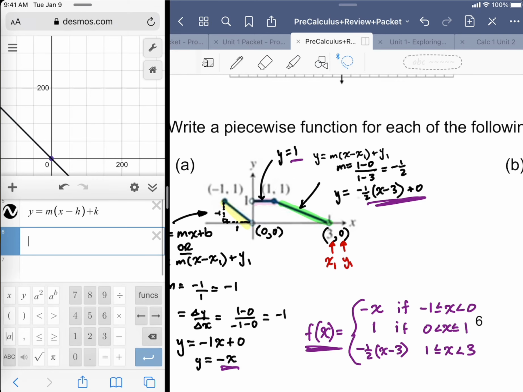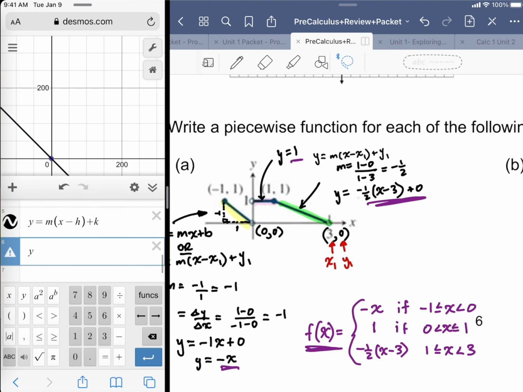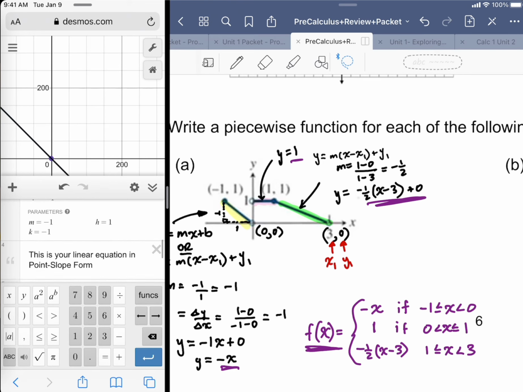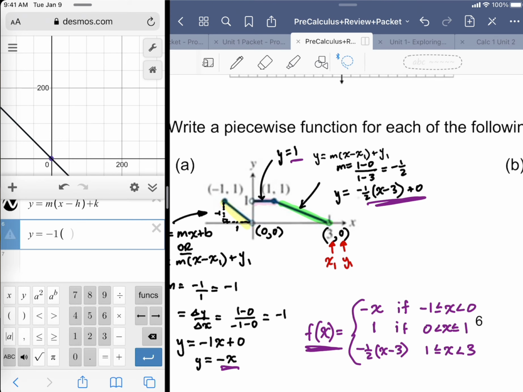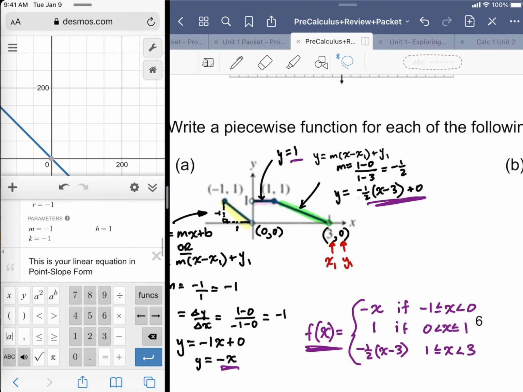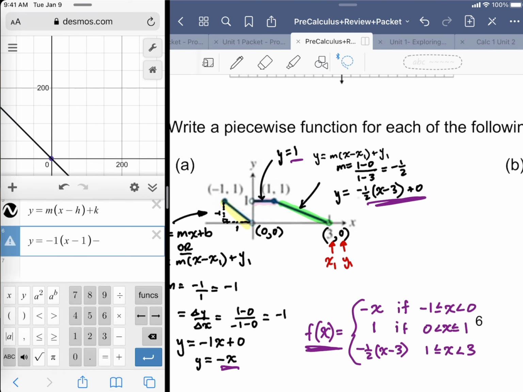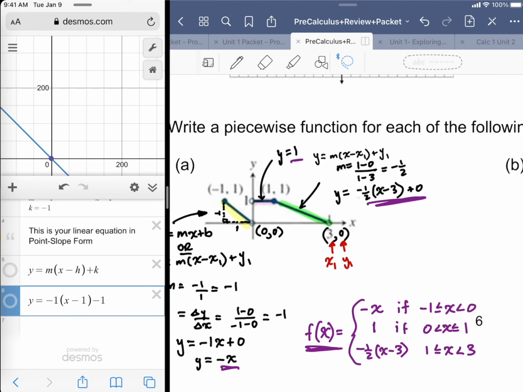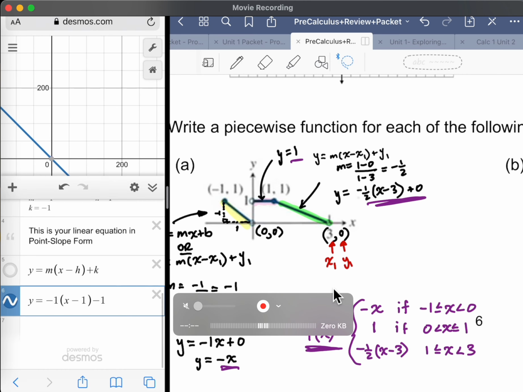So what this translates to, I gave the model here. It'll actually graph the model. If you plug in the given m value, which is negative 1, the given h value, which is 1, and the k value, which is negative 1, you'll have your equation. So negative 1, parentheses, x minus 1, plus 1, minus 1. And that's actually the same equation. I could turn them both off, actually turn everything off, turn them both on. You see that they end up being the same thing.